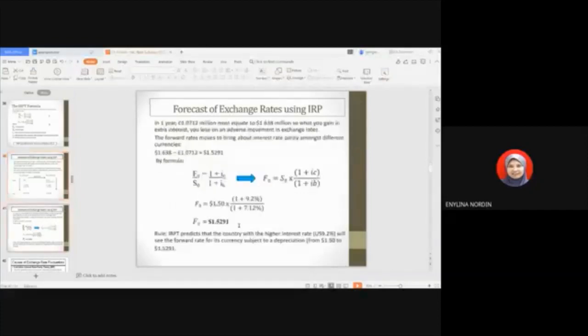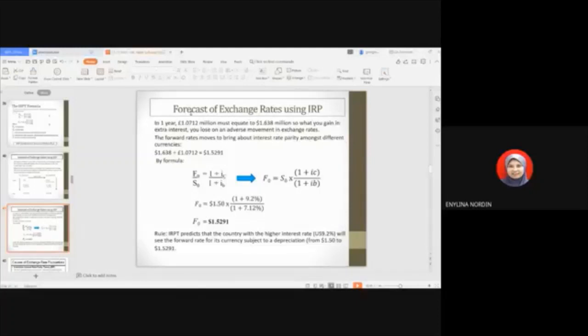So now, how are we going to estimate? In 1 year, the 1.0712 million pound must equate to 1.638 million dollars. So what you gain in extra interest you lose on the adverse movement in exchange rate. So the forward rate moves to bring about interest rate parity amongst different currencies.